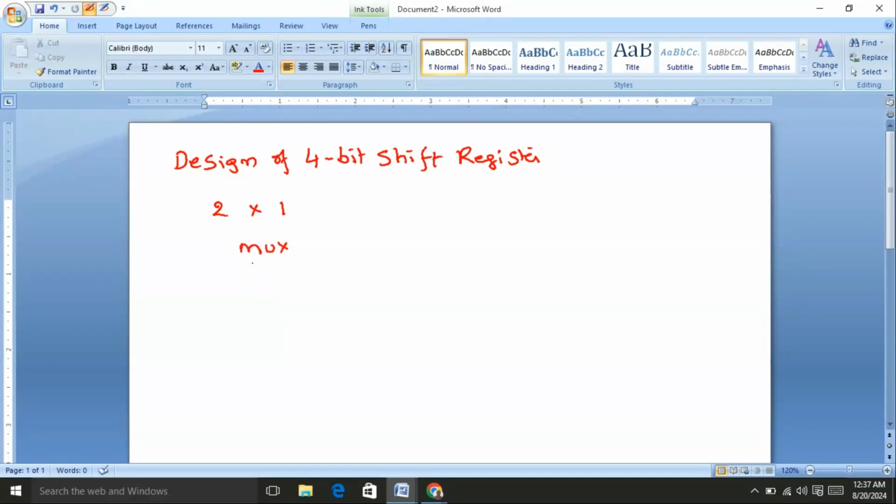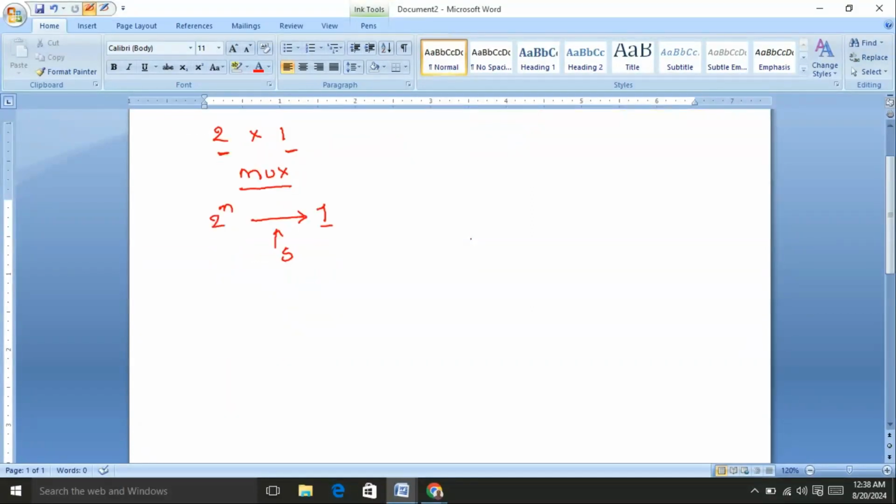We know that the multiplexer is a combinational circuit which accepts 2 to the power of n inputs and turns one of the inputs into the output. So here the multiplexer takes two inputs and generates only one output based on the selection input. So I am going to consider 4 multiplexers, right?